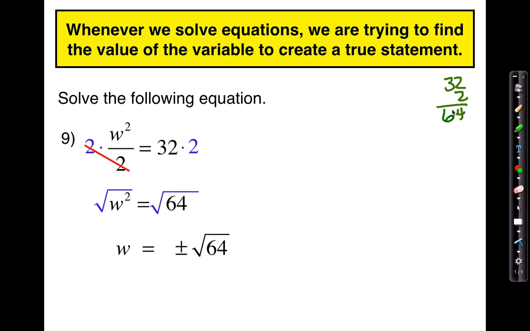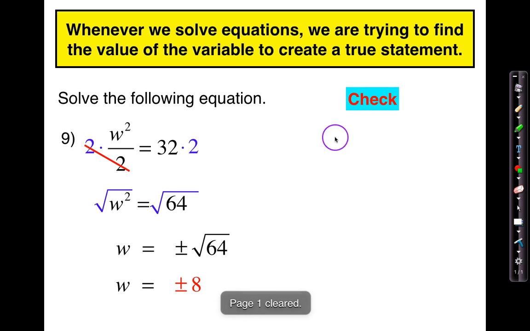So here I'm going to say w equals plus or minus the square root of 64, which is w equals plus or minus 8. So the one thing you have to be very careful about is making sure you distinguish between w squared and w cubed. Some of you might get too caught up in one form of answer that you start answering like that every time, even though it's not applicable.